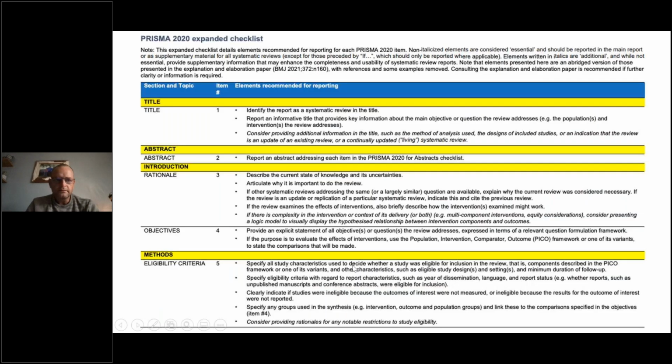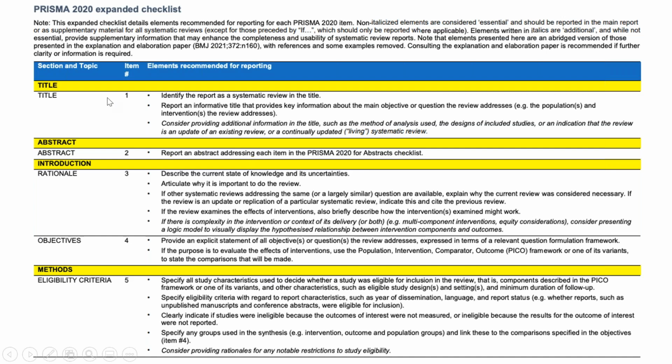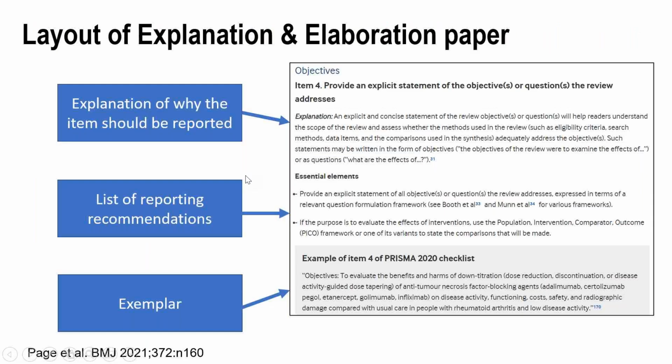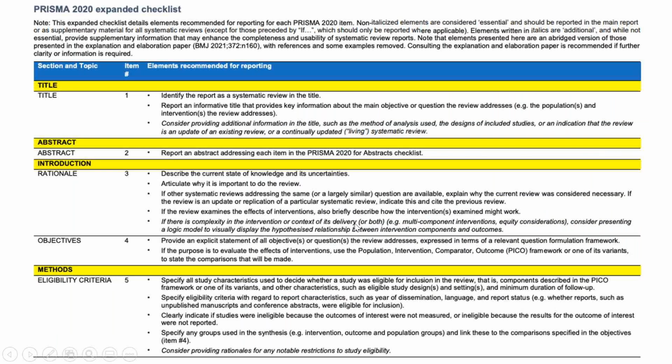Now, in addition to the explanation and elaboration document, or in lieu of that, we've also created this expanded checklist, which takes the essential elements from the explanation and elaboration document and puts them all in one document. Some people may find it easier to just go through this expanded checklist, which tells them what to report, and sifts out the explanations as to why to report them and the examples as to how to report them.